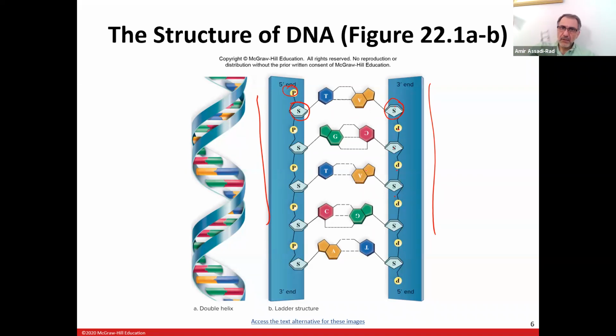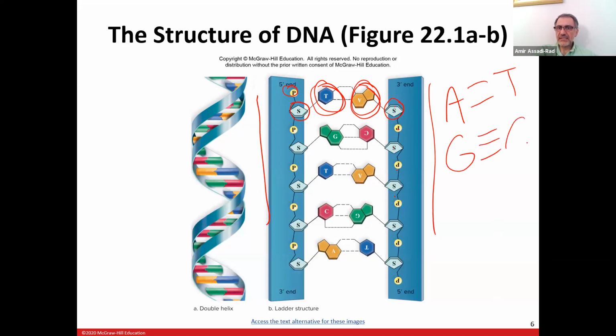Purine, pyrimidine. Well, if it is A, it is T on the other side. Adenine on this side, T on the other side. So it's always A and T bind together, okay? And then G and C bind together.